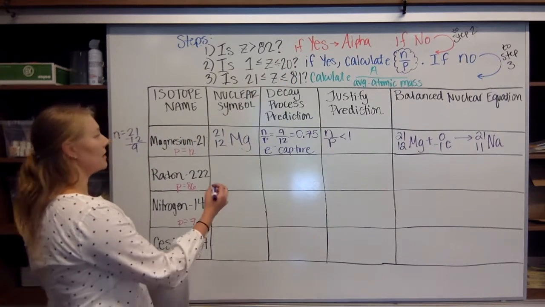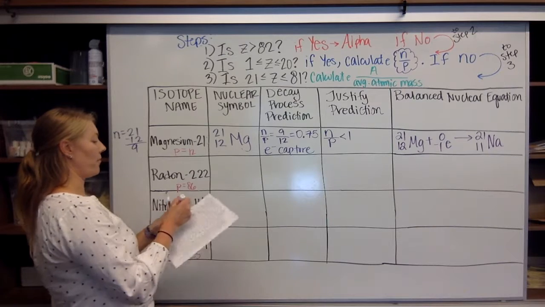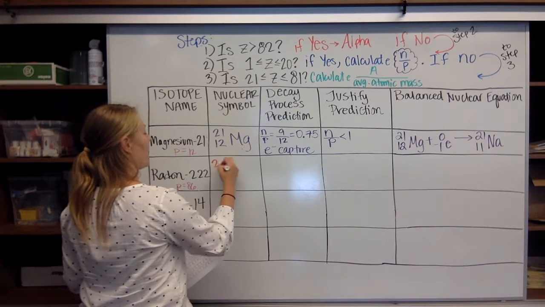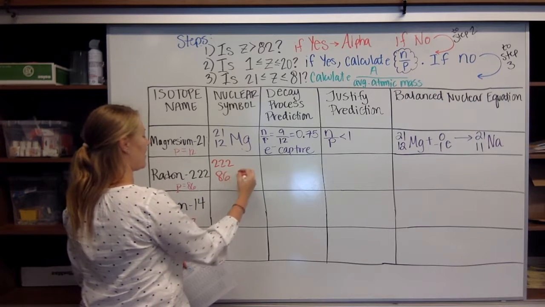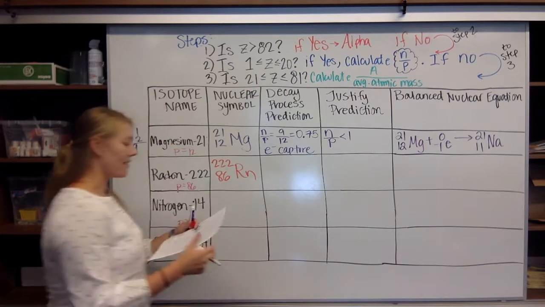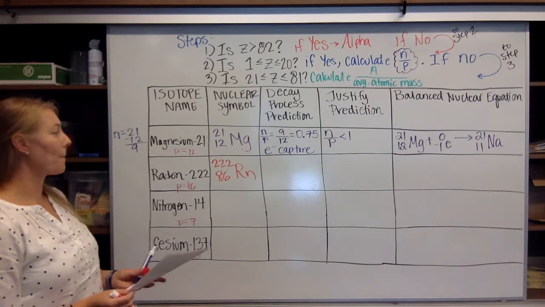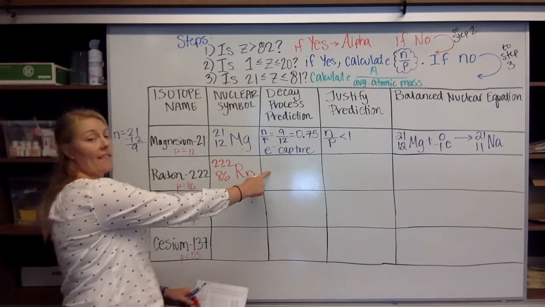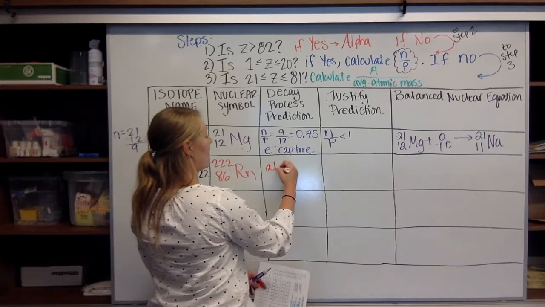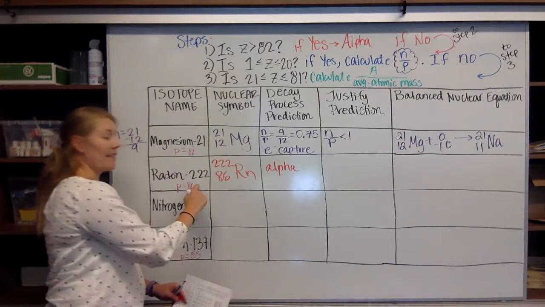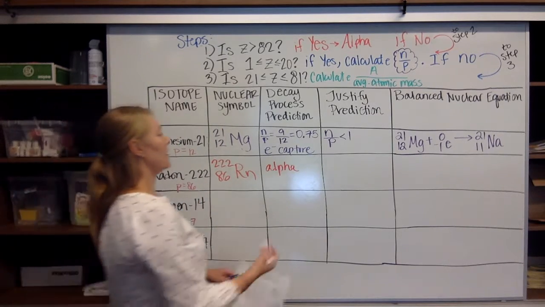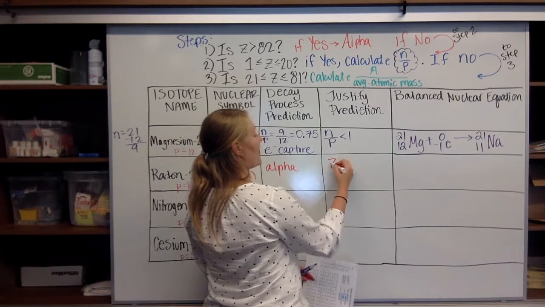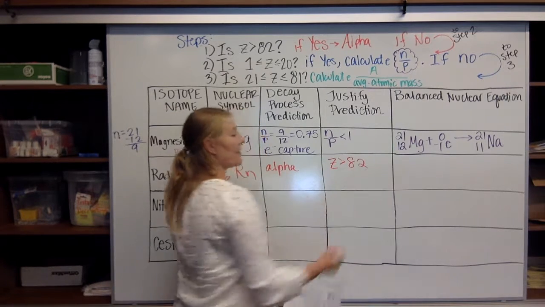So automatically, well, let me write the nuclear symbol first. We have mass number, 222, over the proton number, 86, and radon is Rn on our periodic table. The decay process prediction we're going to say is alpha, because this nucleus, the proton number is too big. It wants to decay as fast as possible. So Z is greater than 82 is our prediction.